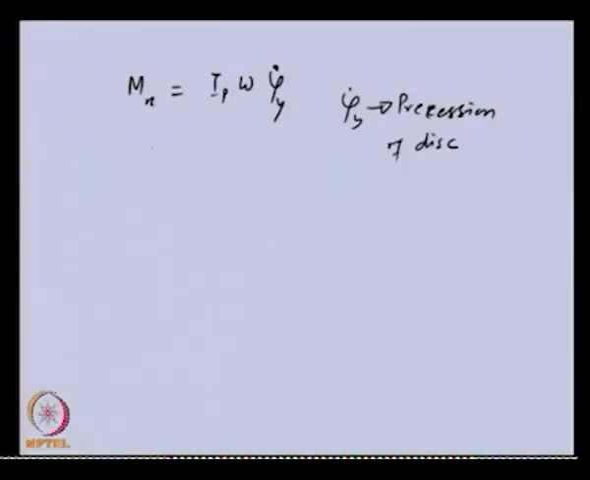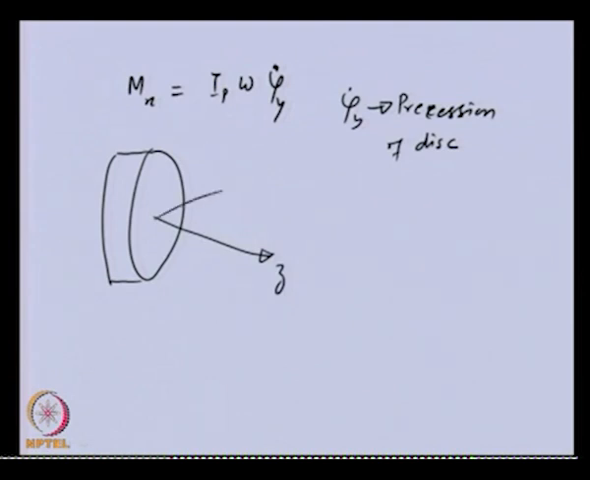Now let us consider the same disc. Now we will be applying the moment about the other axis. Let us say this is spinning about z axis. We have x and y axis, horizontal and vertical. We are applying, let us say, a moment in positive y direction, My. If we look from top, it is clockwise. That means this moment direction is toward the downward direction about the y axis.